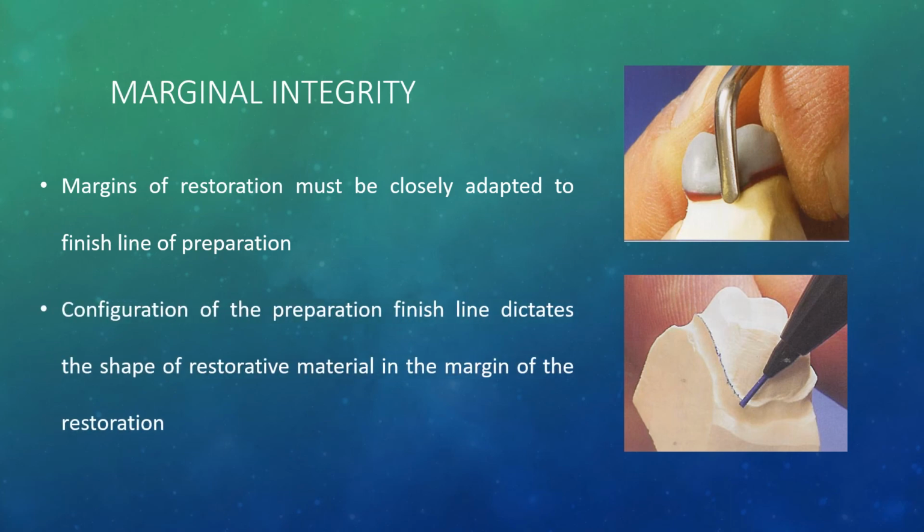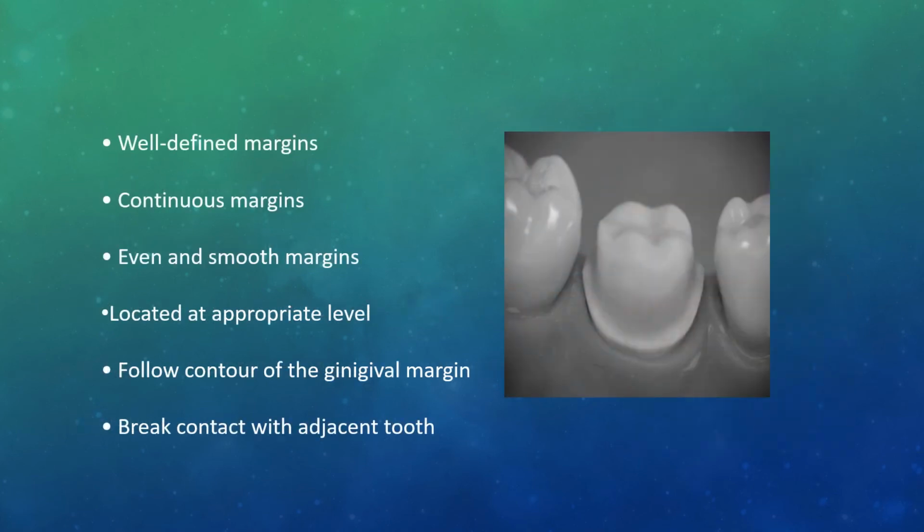Hence marginal integrity is very important, and you have to understand the configuration of finish lines to be given for different restorations, and the shape of the restorative material at that margin. When you know that the margin of the crown and the finish line have a smooth contact, and there is not a ledge present, that is when you know that the marginal integrity is maintained. That is why you need to have well defined margins, and your margin should be continuous, even and smooth without any notch or catch.